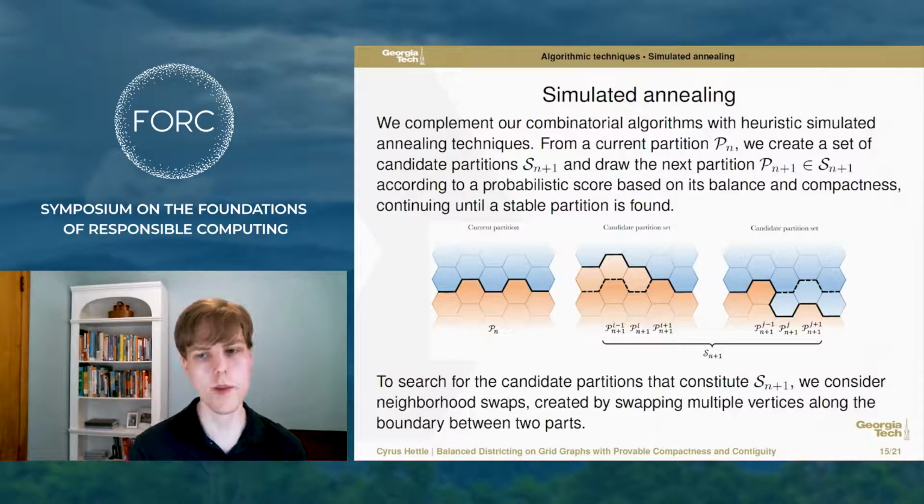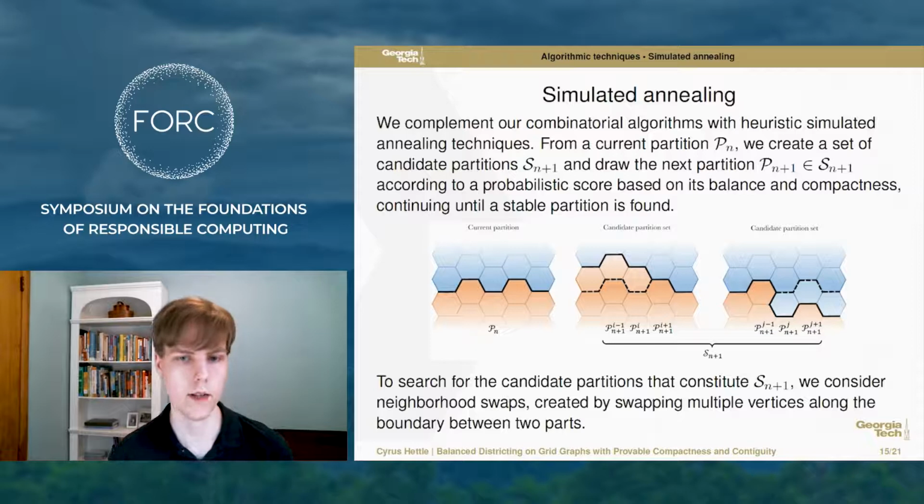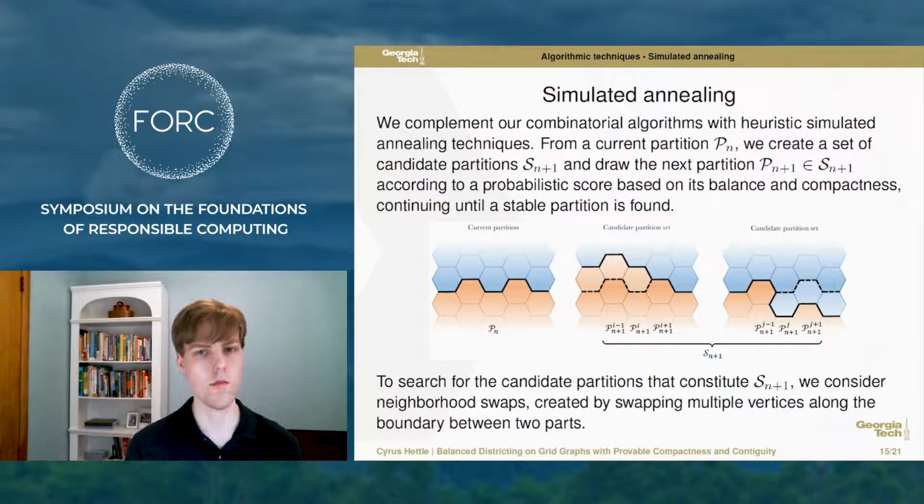So these are all our combinatorial methods, and we complement them with some simulated annealing approaches, which can make some local search improvements once we've generated our partitions.